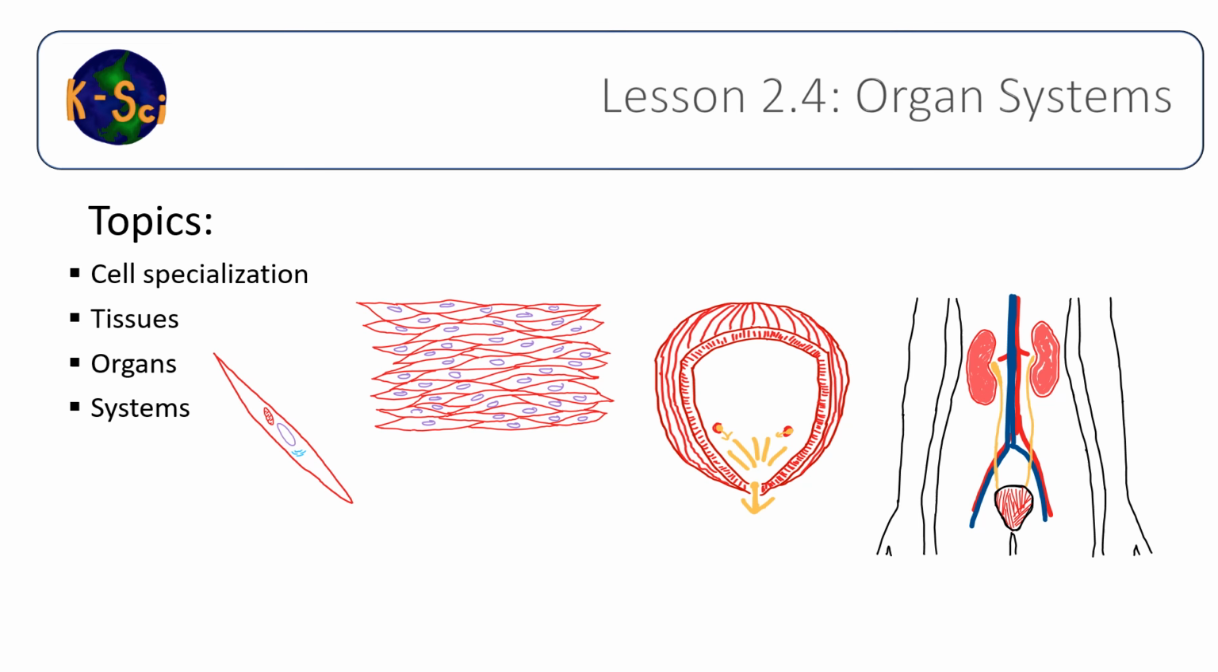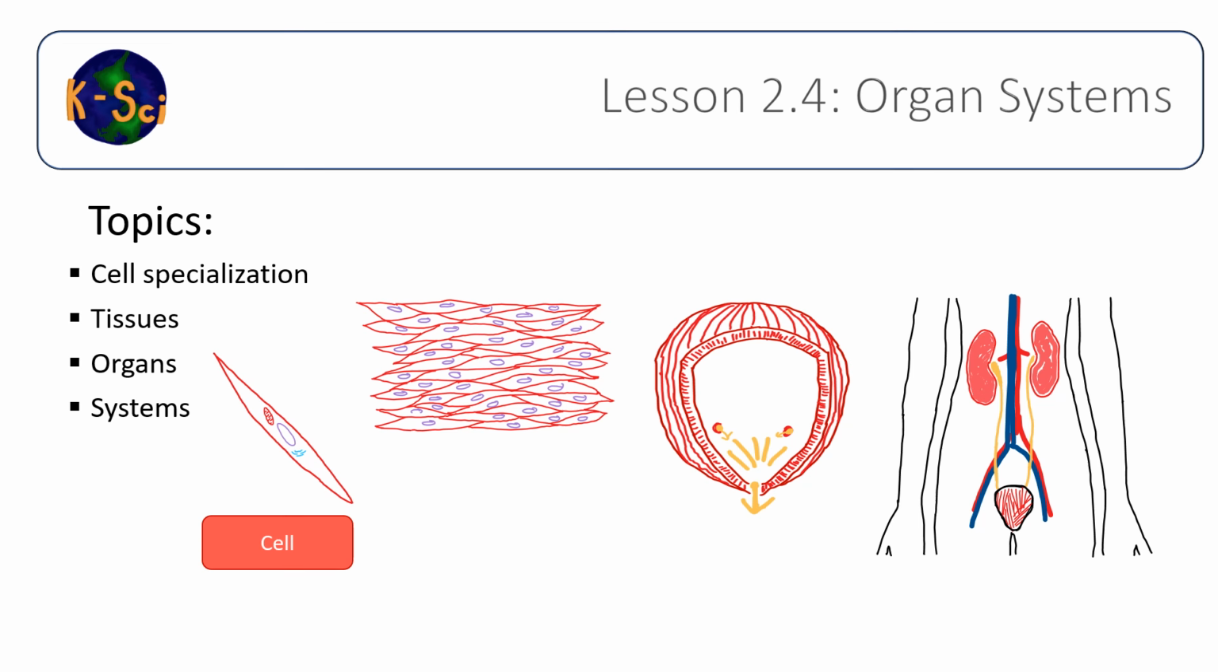Hello there. In this lesson, we're going to learn about organ systems. Organ systems are a part of the way in which cells are organized within animal cells to get particular jobs done within a living thing. Of course, it starts with the cell.